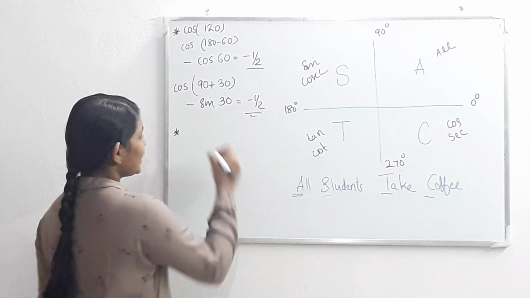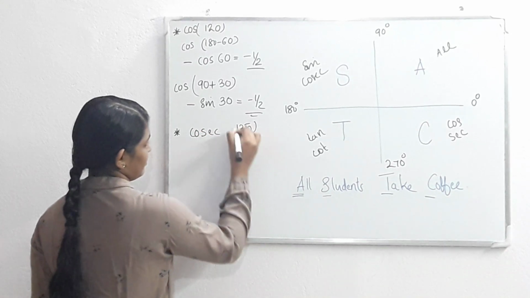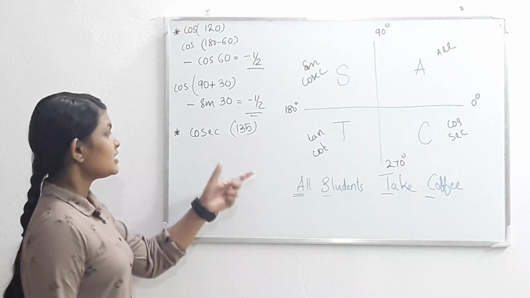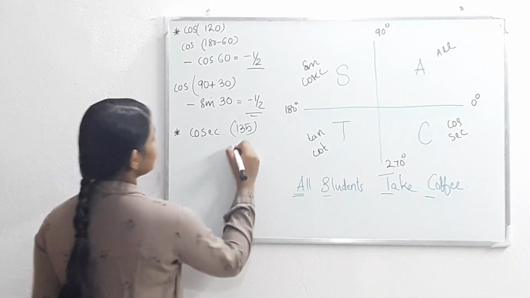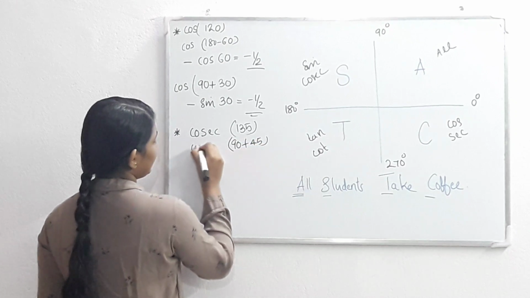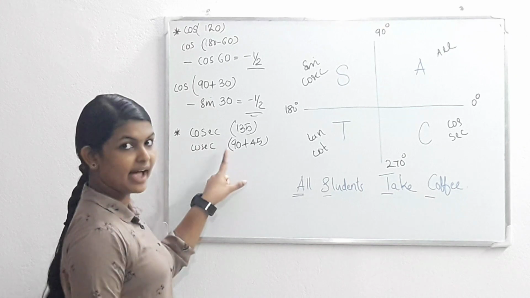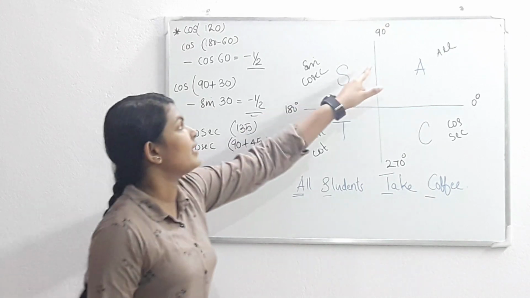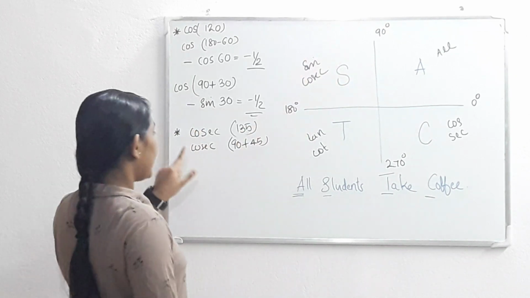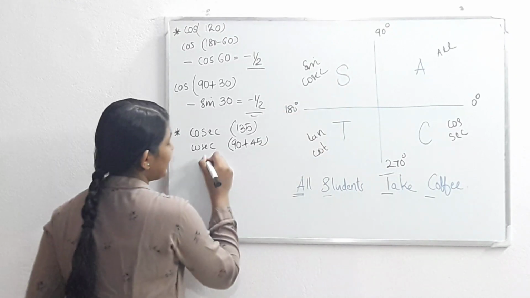Now what is the value of cosec 135? This 135 can be written as 90 plus 45. So we have to first find the quadrant in which this angle lies. 90 plus 45 will lie in the second quadrant. And in the second quadrant cosec will be positive. So we have to give a plus sign.